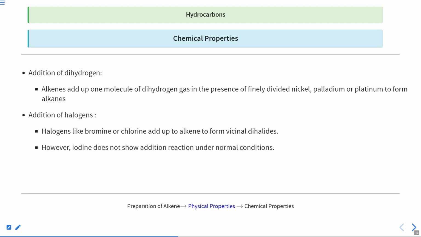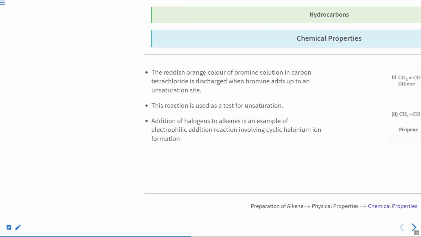Second is addition of halogen. Halogens like bromine and chlorine add to alkenes to form a vicinal dihalide. If you are adding Br2, both bromine atoms will be added across the double bond. Iodine does not show addition reaction under normal conditions. This is a very important point: chlorine and bromine show addition reaction, fluorine does not. Iodine also shows addition reaction, but not under normal conditions.